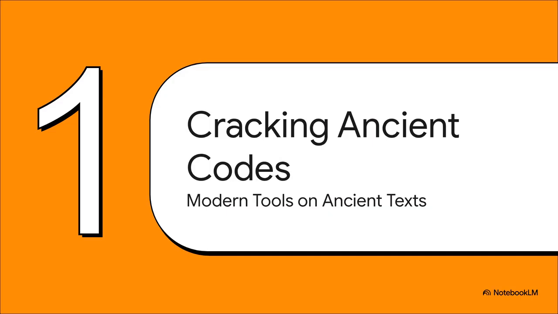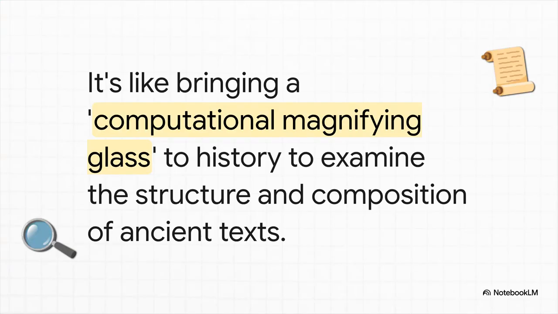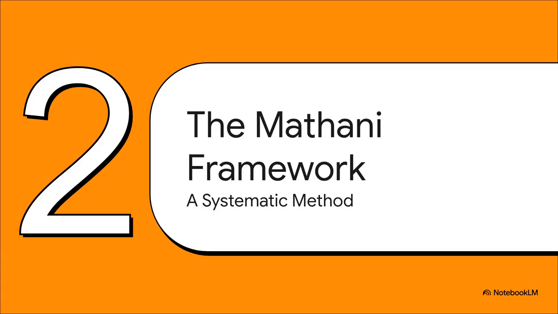So, to get our heads around that, we first need to just appreciate the whole idea behind it all, using these powerful modern tools to look at ancient texts. I just love this analogy from the source material because it really hits the nail on the head. It's not about changing the text at all. It's about giving us a new, incredibly powerful lens to examine its structure, its very composition, in ways that were just impossible before.